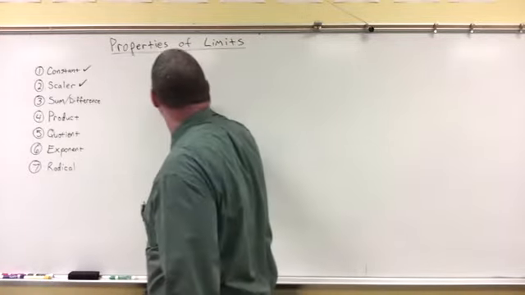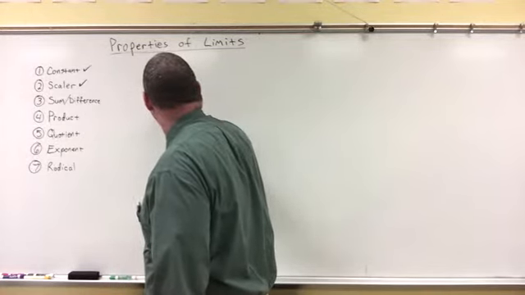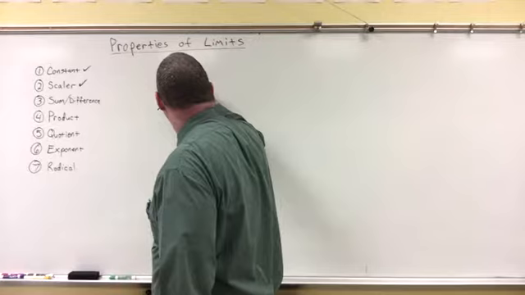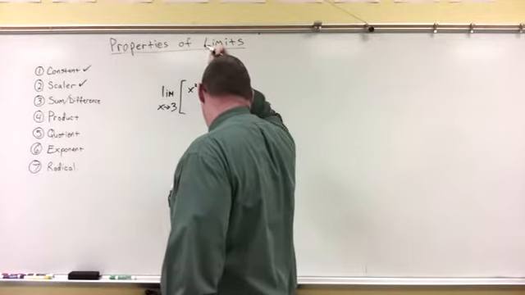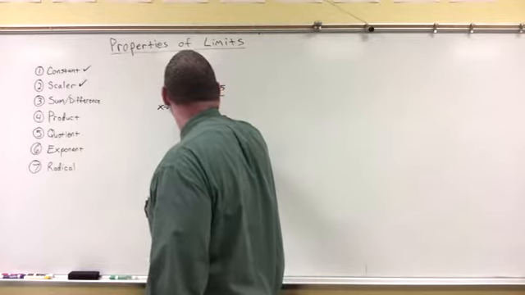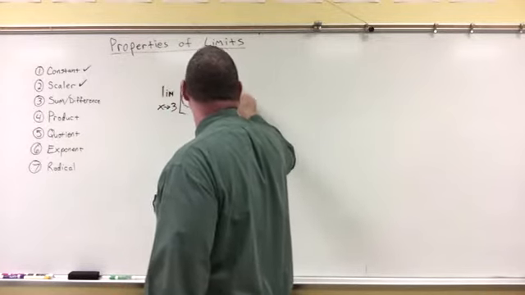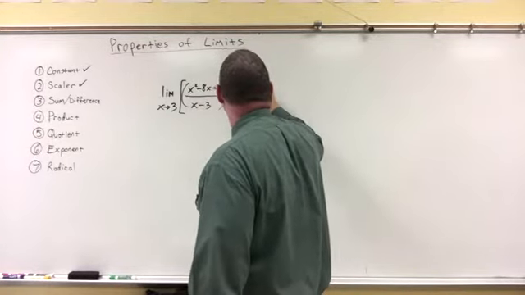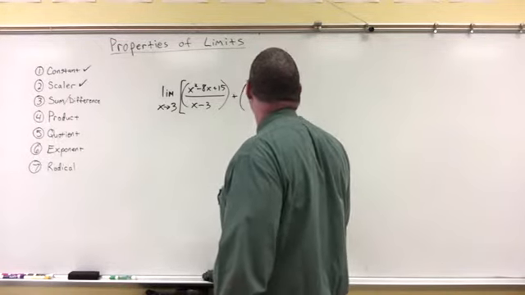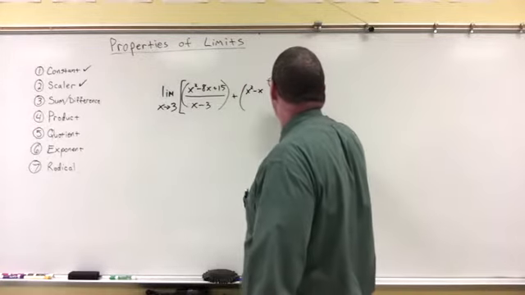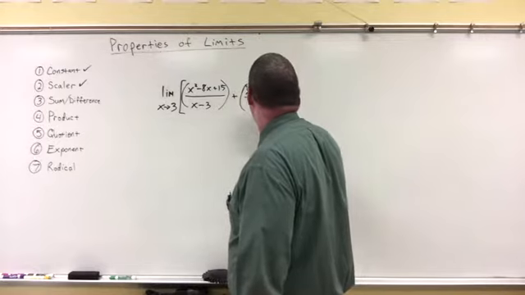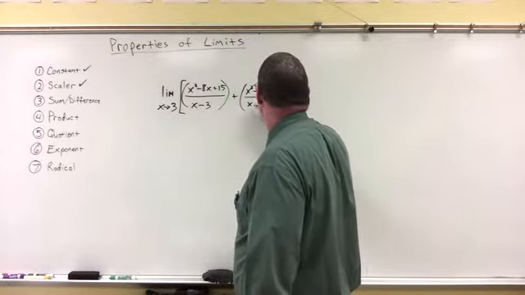Let's say that we're going to do the limit as x approaches 3 of, let's say, x squared minus 8x plus 15 over x minus 3, plus x squared minus, oh goodness, x squared minus x minus 6 all over, let's say, x minus 3 again.